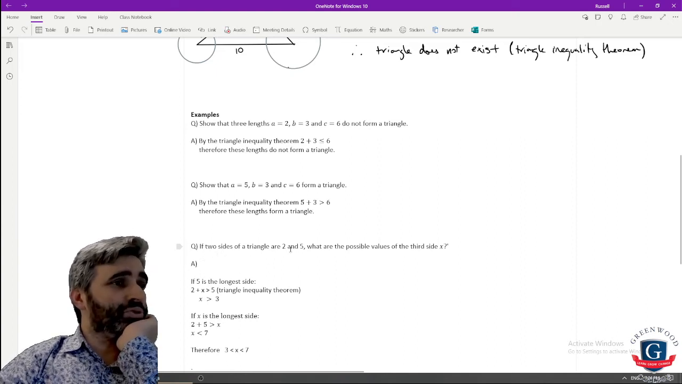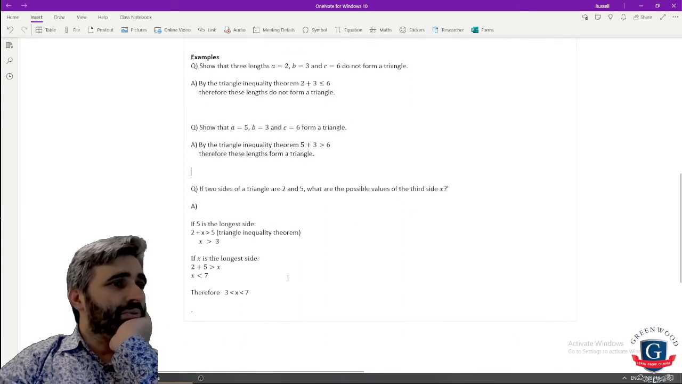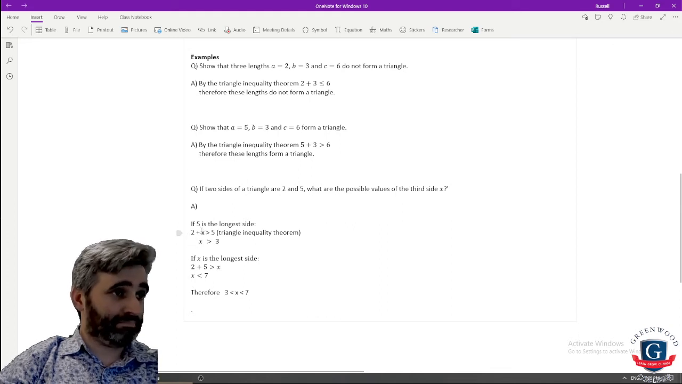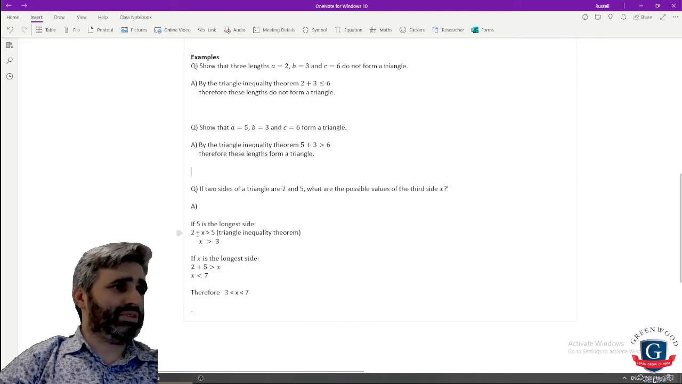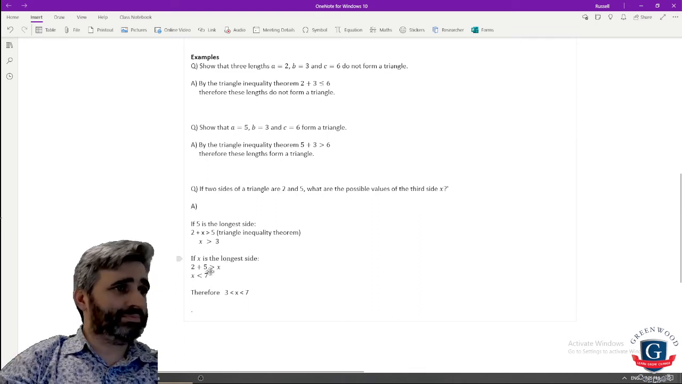Now, if we have two sides of a triangle, 2 and 5, what are the possible values of the third side x? Well, for this, we'd have to consider two cases. The first case is where 5 is the longest side. Subtract 2 from both sides and you find out that x has got to be greater than 3. That's the first part of the problem.